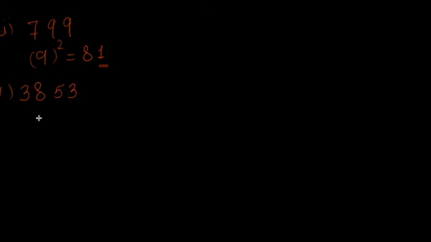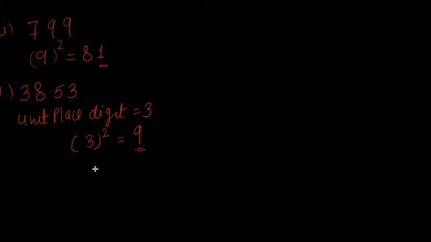Moving to the third part. The third part is 799. Again, the unit place digit is 9 and the square of 9 is 81. Therefore, when you find the square of 799, the unit place digit will be 1. Going further, the fourth part, the number is 3853. Again, the unit place digit in the given number is 3, and the square of 3 is 9. Therefore, if you calculate the square of 3853, the unit place digit will be 9.